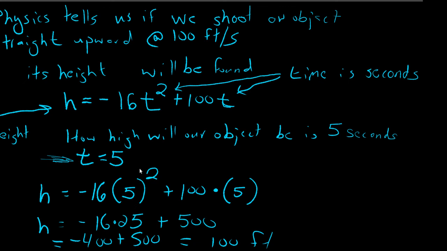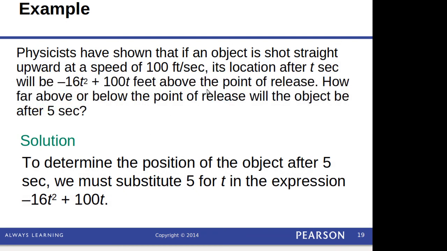So 16 is a given. Janine asks, how did I get 16 in this? What we want to look at here is it's a given. So what I'm going to do here, Janine, is pop the problem up on the screen. Physicists have shown if an object is shot straight upward at a speed of 100 feet per second, its location after t seconds will be this expression. How far above the point of release will the object be after 5 seconds? So the 16 is given as part of the problem.